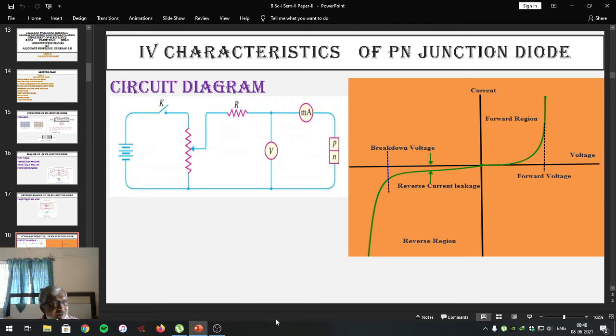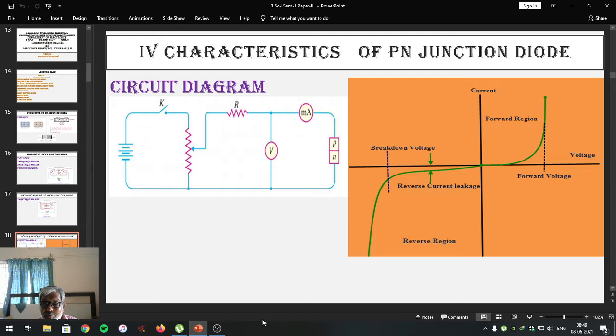In reverse biasing of the p-n junction diode, the external power supply is connected in such a way that the positive terminal is connected to the N region and the negative terminal is connected to the P region, which is along the direction of the barrier potential. Due to this, the width of the depletion layer increases, the barrier potential also increases, and the junction resistance increases, and that's why ideally the p-n junction diode doesn't conduct current.